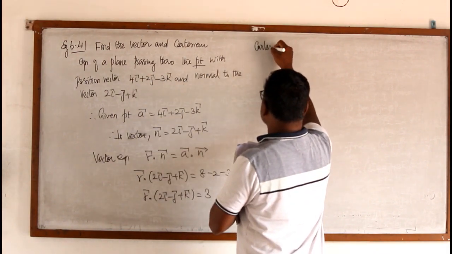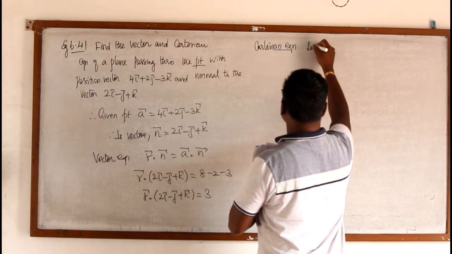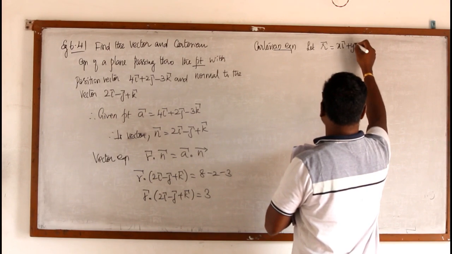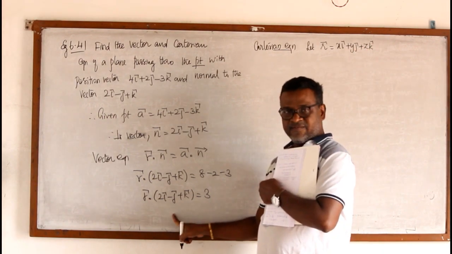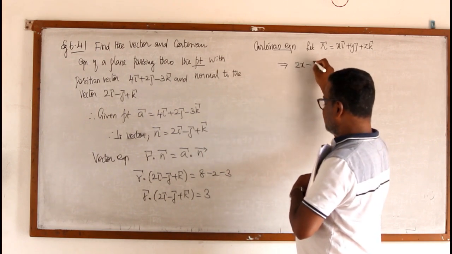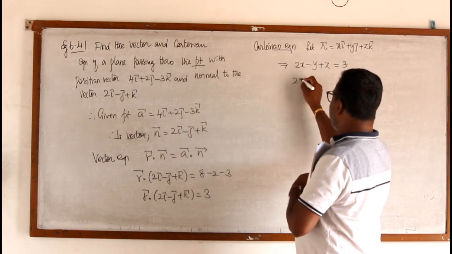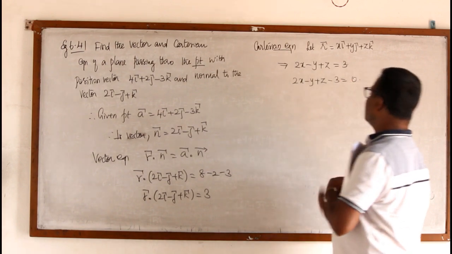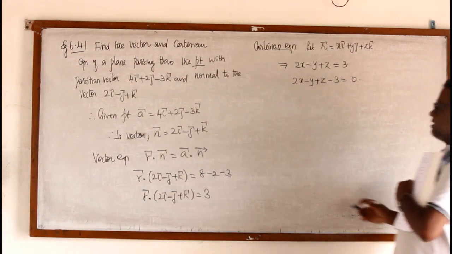The Cartesian equation is, shall we write straightly? Let r vector equal to xi plus yj plus zk. When I substitute here and find the dot product, that will become straightly 2x minus y plus z equal to 3, or 2x minus y plus z minus 3 equal to 0. This is the Cartesian equation. So with that, the example is over.